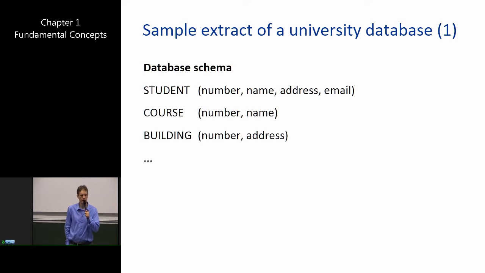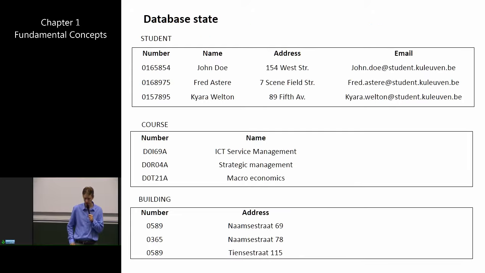That means that it's not going to change too frequently. It may change. For example, at some point, you also want to include the student's Facebook account or Twitter account or LinkedIn account in the database, but those changes will not occur quite often, every now and then. Here you can see the database state. The database state means the status of the database at a particular moment in time. So you can see a student table with particular students in there. You can see a course table with particular courses in there. You can see a building table with all the buildings in there.